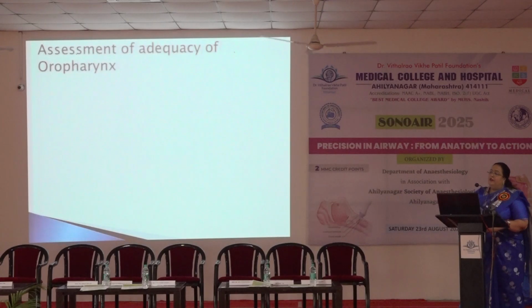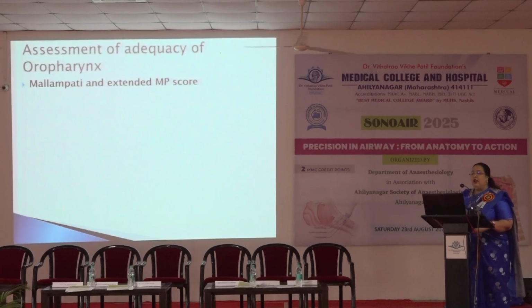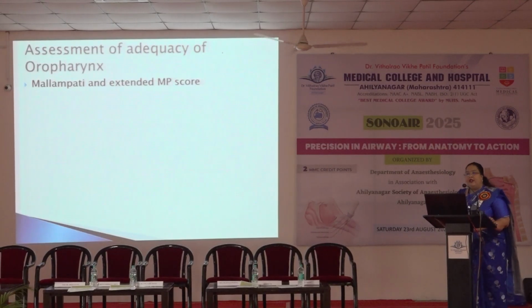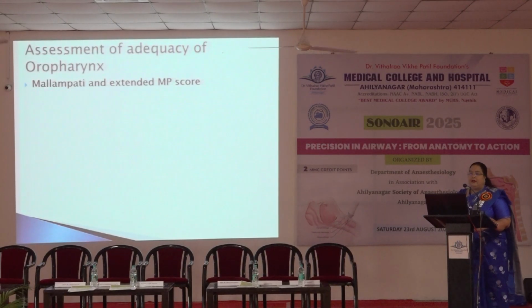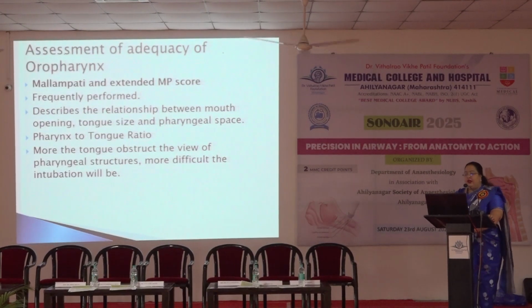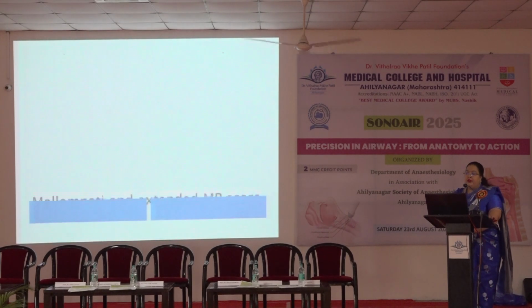Coming to assessment of adequacy of the oropharynx. First is the Mallampati or extended Mallampati score. This is the most common test which we routinely see in our PACs. It is frequently performed. It describes the relation between mouth opening, tongue size and the pharyngeal space. It gives the ratio of pharynx to tongue. The more the tongue obstructs the view of the pharyngeal structures, the more difficult will be the intubation.